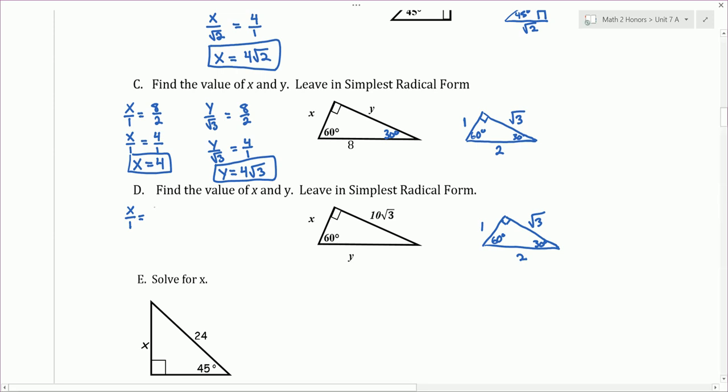10 root 3 over root 3. So the root 3's cancel out, and you end up with x is equal to 10.